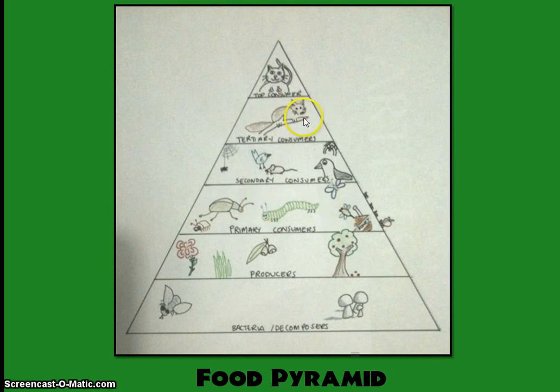Tertiary consumers, this little possum up here, is going to eat the mice and insects in our secondary consumers section. So that's a carnivore which eats other carnivores. And again, right up the top, a cat, a feral cat, is the top consumer in my backyard because it will actually hunt and kill possums as well.